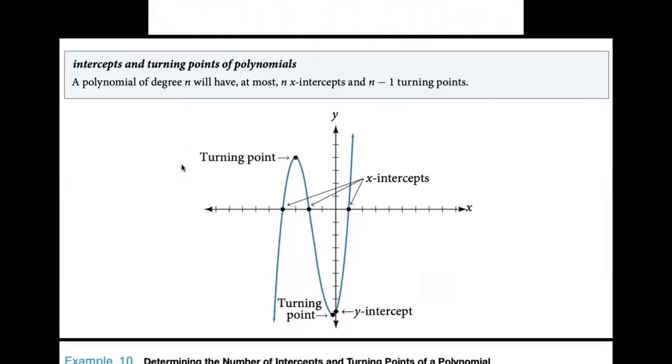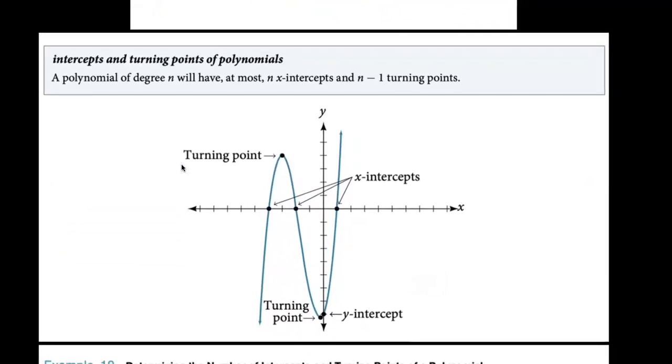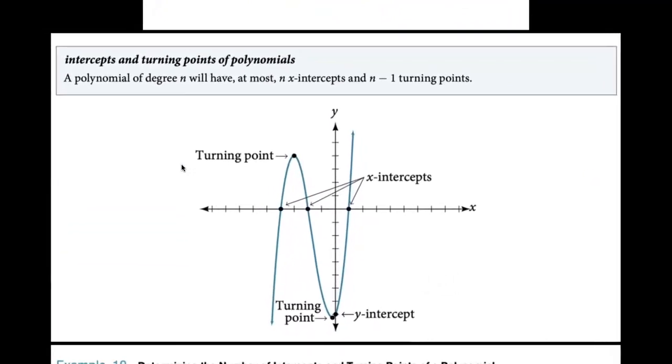All right, something fun to note. So we did talk about a polynomial of degree n has at most n x-intercepts. And it will also have n minus 1 turning points. A turning point is when you are following your graph and then you turn to change the direction.